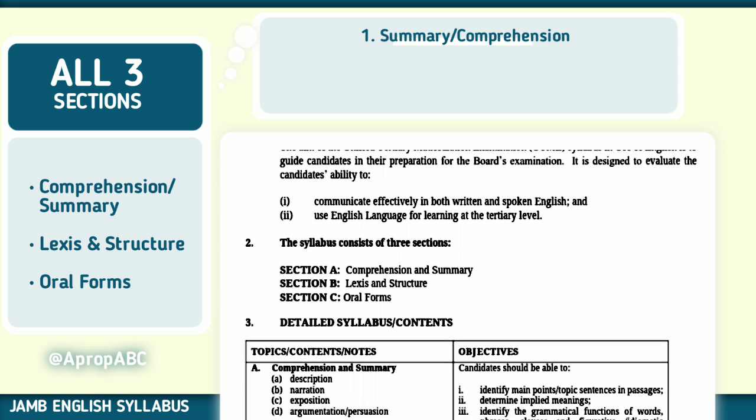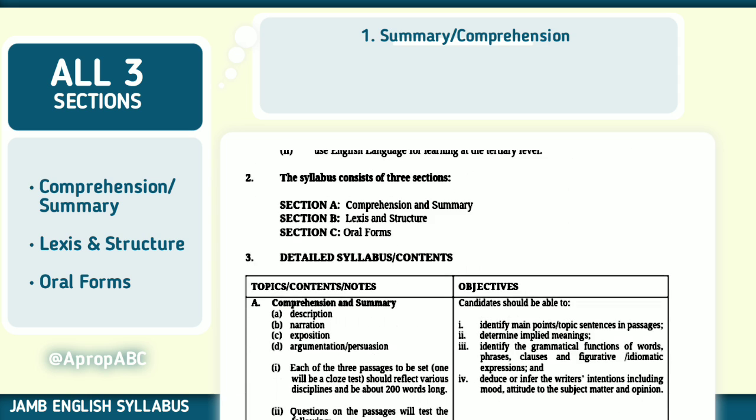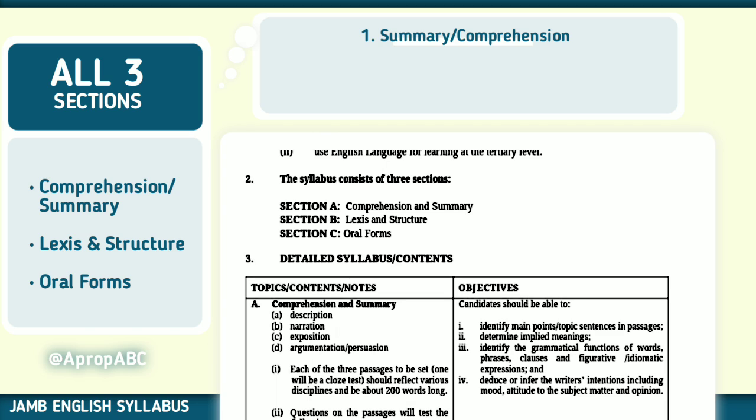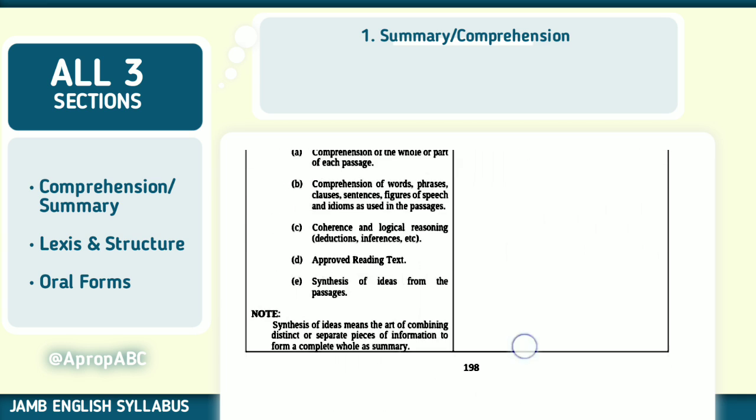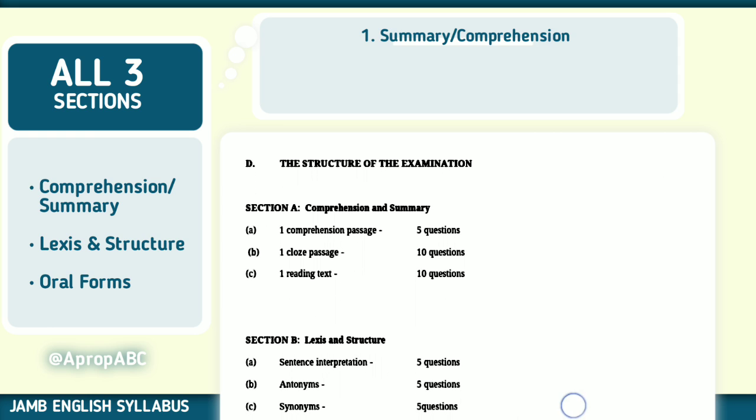Now let's go into the detailed syllabus. We have three sections here: comprehension and summary, the Lexis and structure, and the oral. So, test of orals. All of these sections, the total of what you will see there, you will see 60 questions. Let me quickly go to the structure of the examination before I come back to the detailed syllabus.